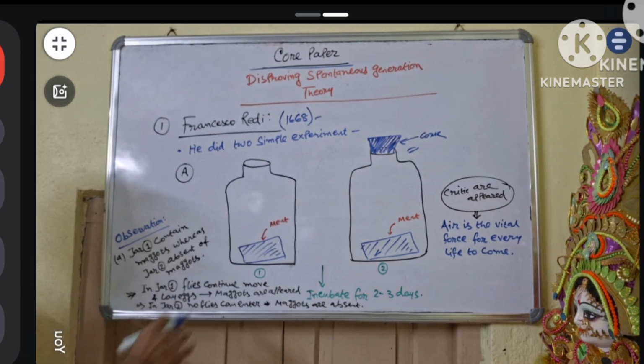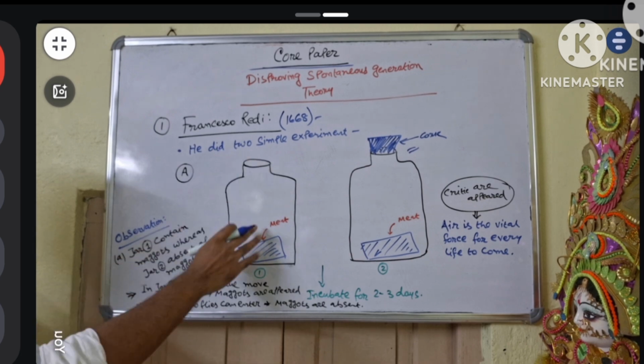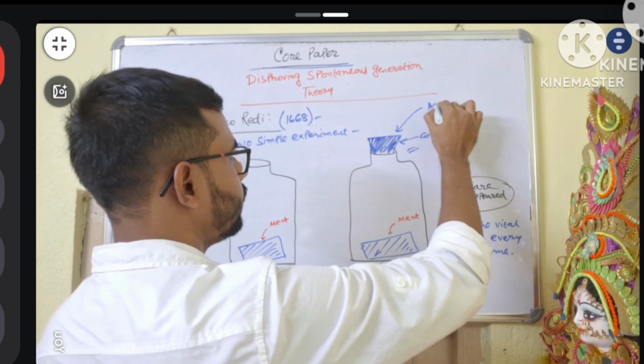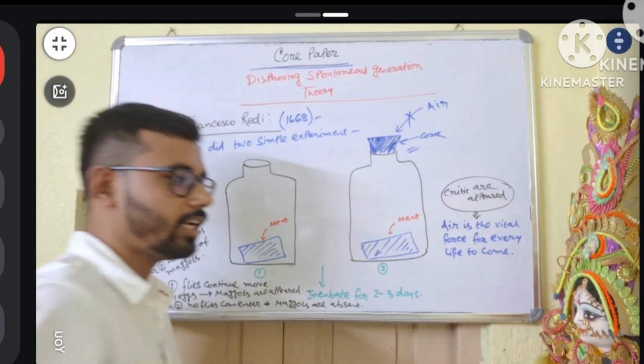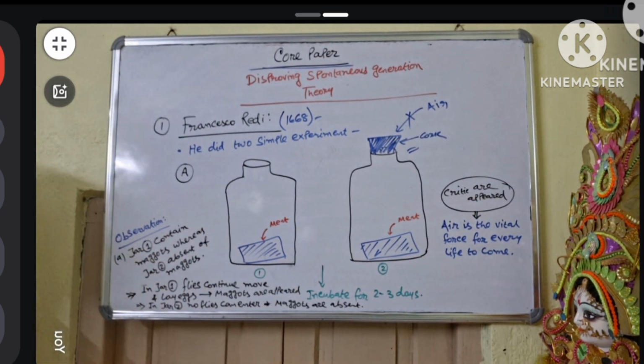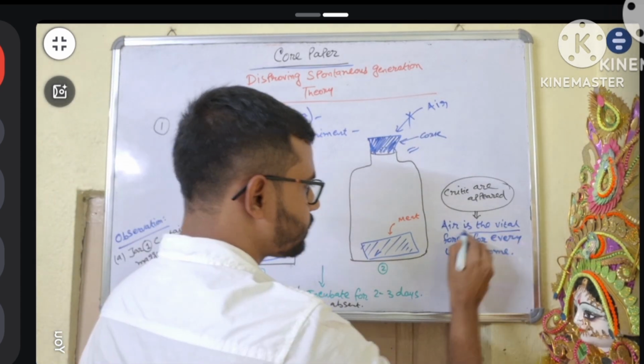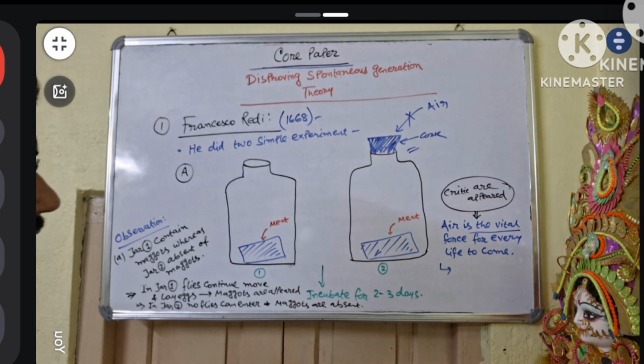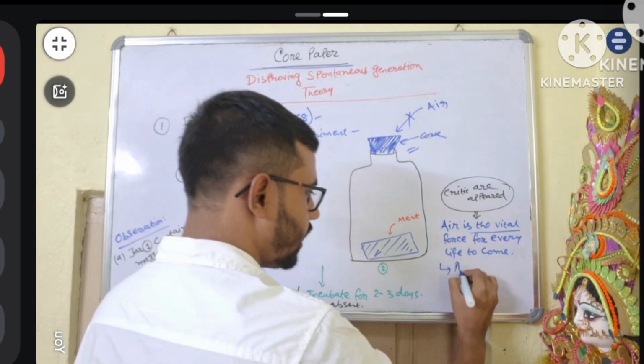But in case of jar number one, it is clear air can be in or out. But in jar number two, no air can enter. So critics appeared and questioned this experiment. And they said that air is absent, which is the vital force for any life appearing. So air is absent in jar 2.